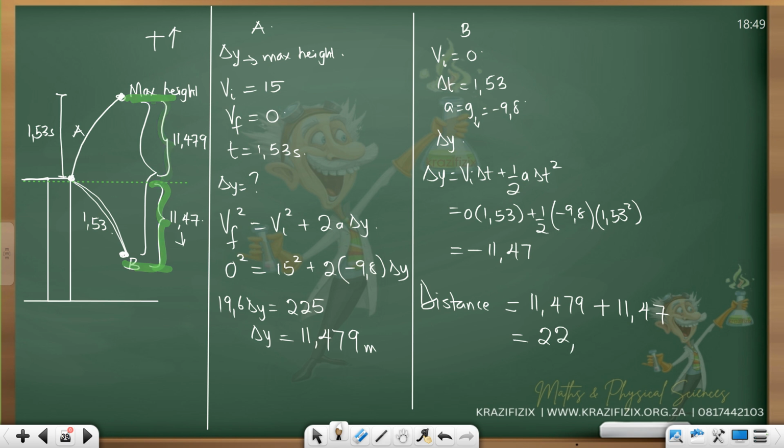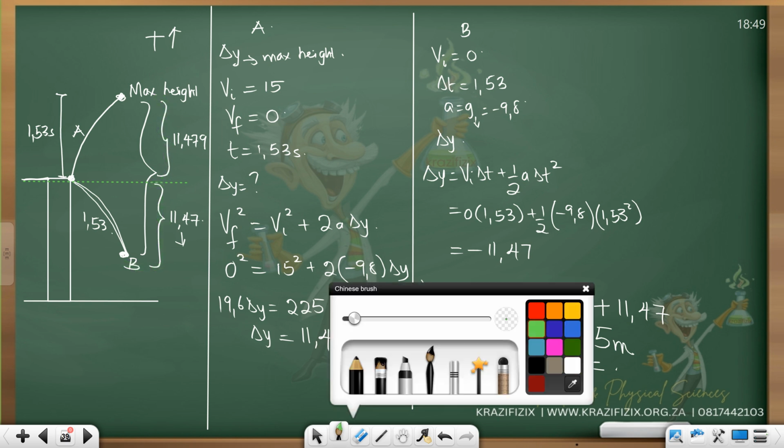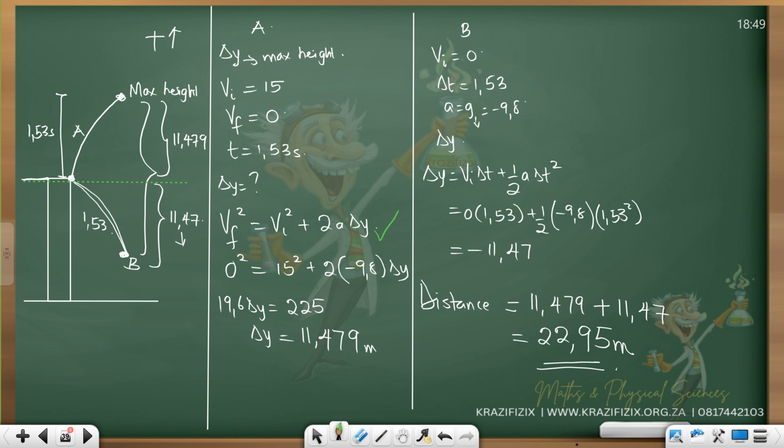22,9. Now we can round off. 2 decimal places now. Final answer, 95 meters. We're done. Let me know if it makes sense. Your 7 marks. Let me put ticks. Hold on. I can't see your ticks. I can't see your 1, 2, 3, 4.